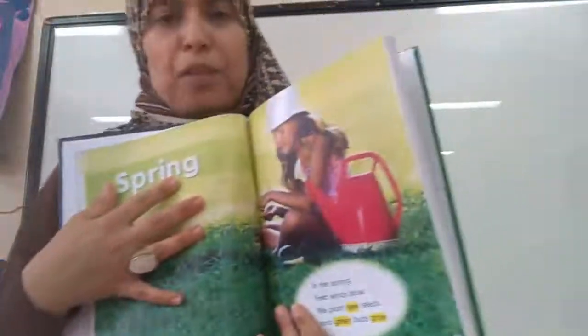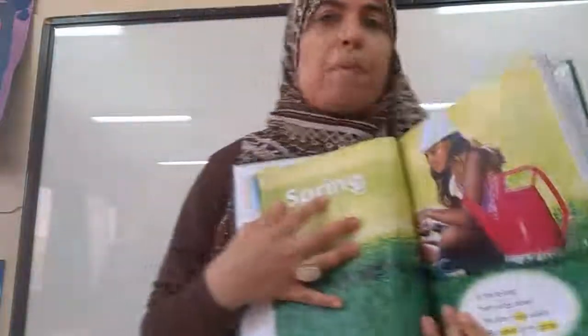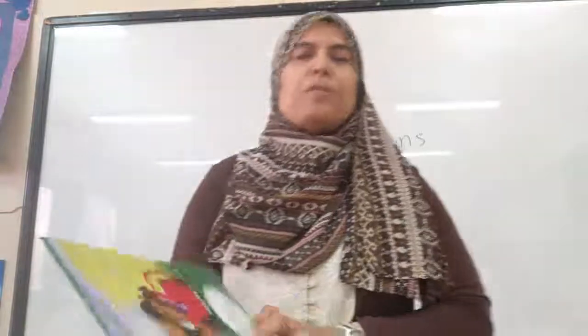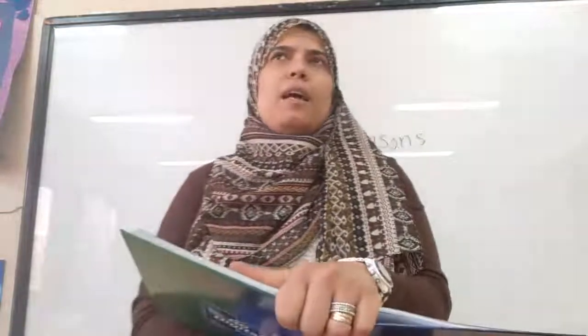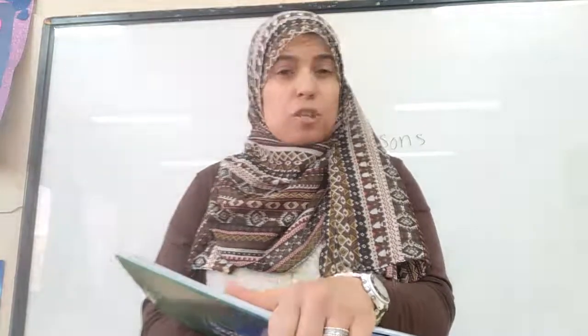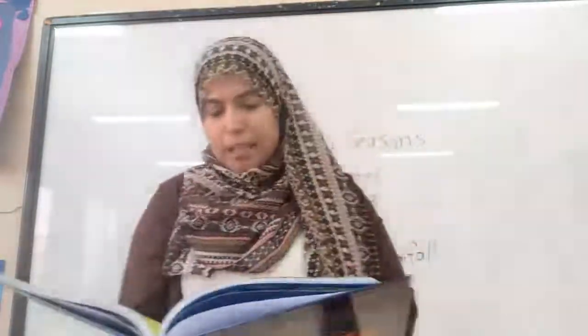While we are reading, let's talk about the first season. The first season here is spring. The first season here is what? Spring. Spring is the time we are now. Okay, spring is the time. Spring, it starts from March, April, May. Okay, so these are the time of spring.